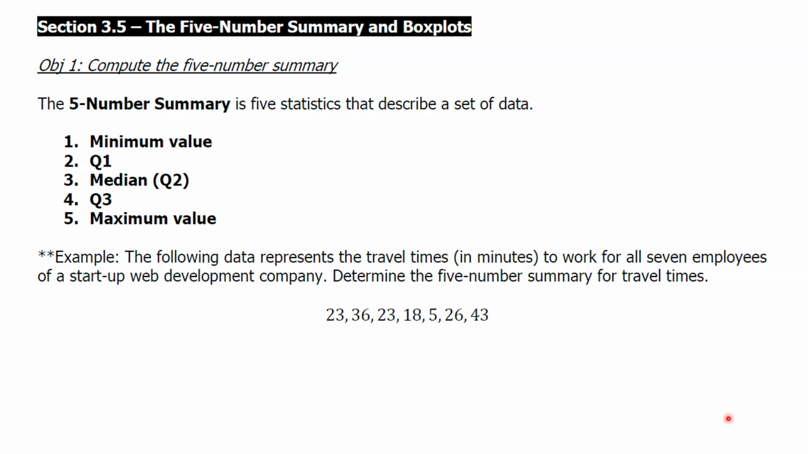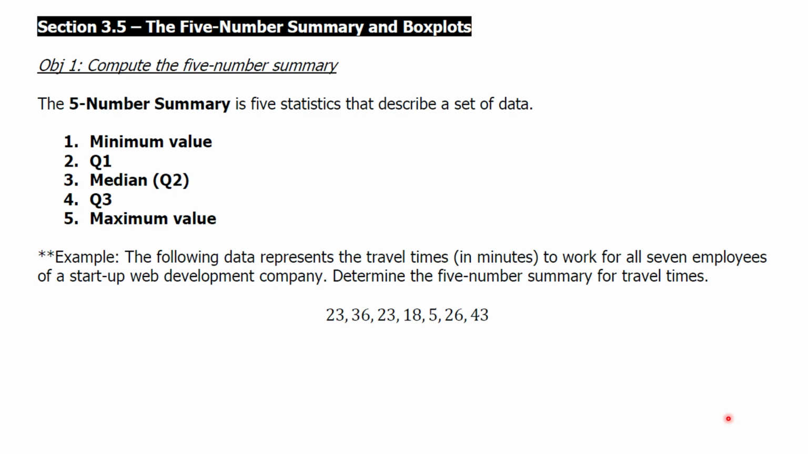The 5-number summary is 5 statistics that describe a set of data. So the first number is the minimum value. The second is Q1. The third is Q2 or the median. The fourth number is Q3. And the fifth number is the maximum value. So let's now apply this to an example.